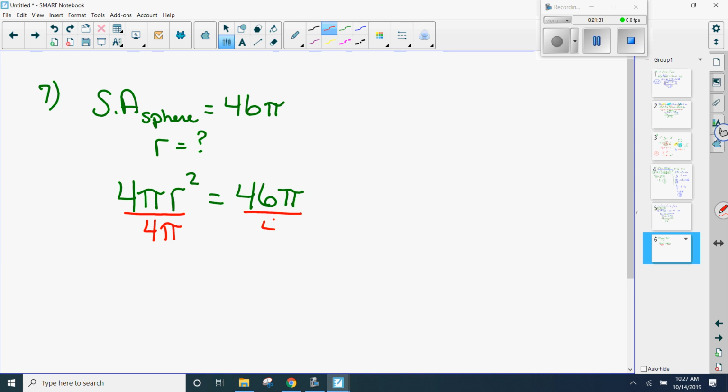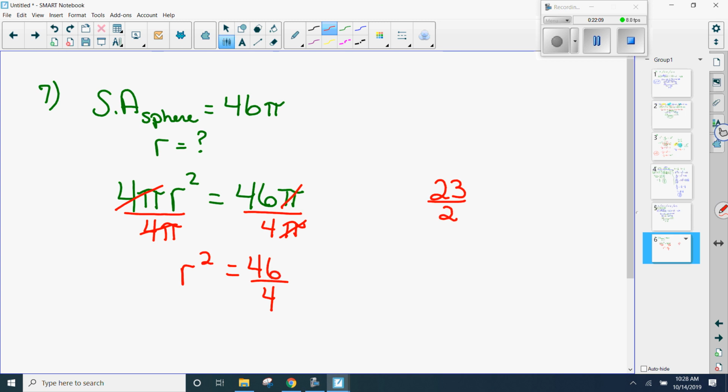This is not going to be a nice looking answer here. Right, so the 4 pi's cancel. So you get r squared is equal to 46 over 4, which reduces down to 23 over 2. Okay, that's one way. I'm not even going to reduce it here for a second. I'm going to give you a little insight into radicals.